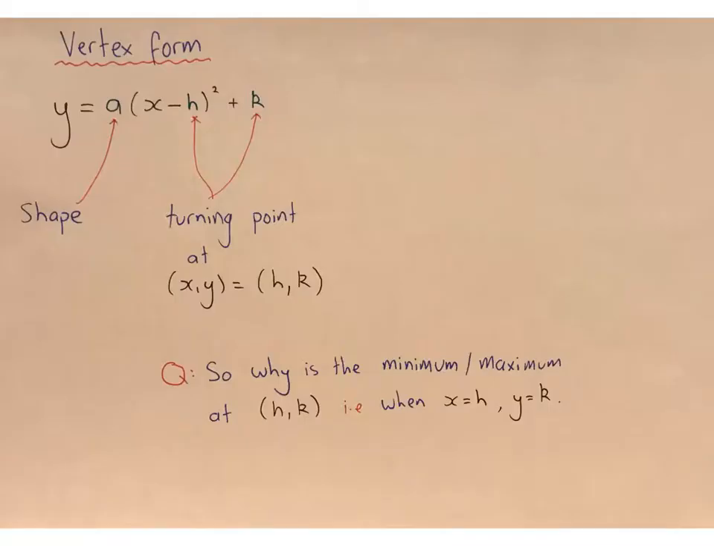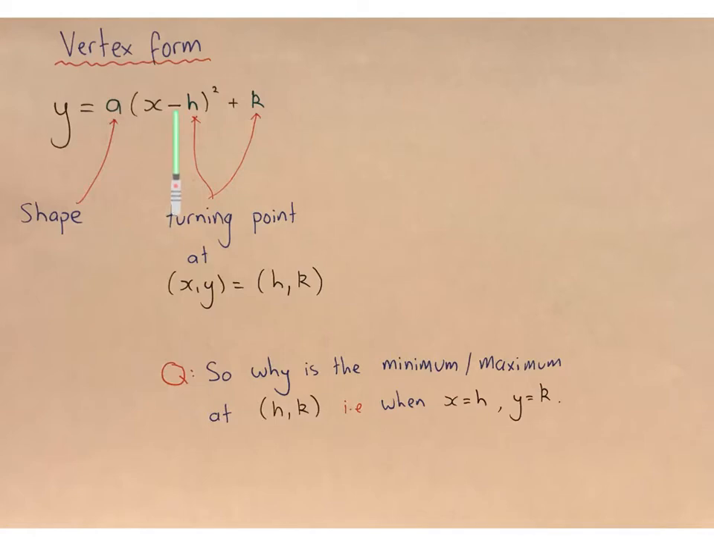In general, the vertex form is written as y equals a bracket x minus h squared plus k. The value of a, again, tells me the shape. When it's positive, the parabola opens upwards. When a is negative, the parabola opens downwards. And the turning point, or the vertex, is occurring at the point (x, y) equals (h, k).